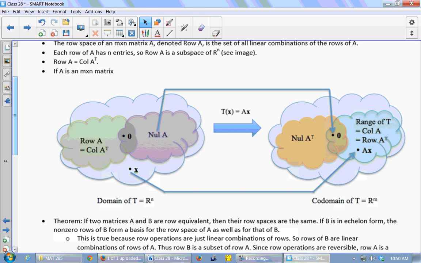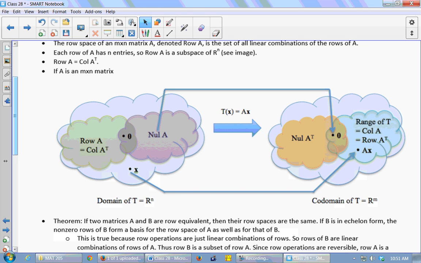So the row space and the null space both live in the domain, right? They both live in Rn because linear combinations of the rows are going to live in Rn. We just talked about why. And the null space is the set of all things in Rn that get sent to the zero vector by the linear transformation. And then this is just a general x that lives anywhere in the domain, and it gets sent to A times x, which is in the range. So the range is not always the whole codomain, so I put it in this little subcloud.